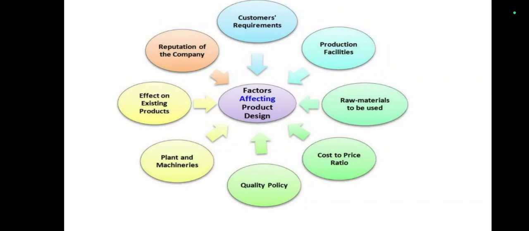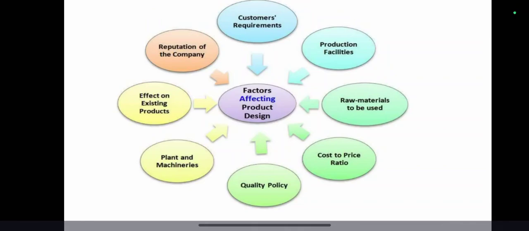Next, production facilities. Next one, raw materials. Then cost to price ratio. Next one, quality policy. For every company there will be a quality policy. This much quality of products we need to manufacture, like that there will be a quality policy. If the quality is very high, the cost will increase. Next one is plants and machineries. Next one, effect on existing products. Then reputation of the company.